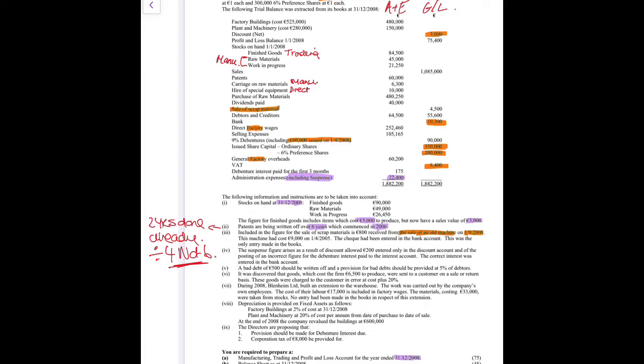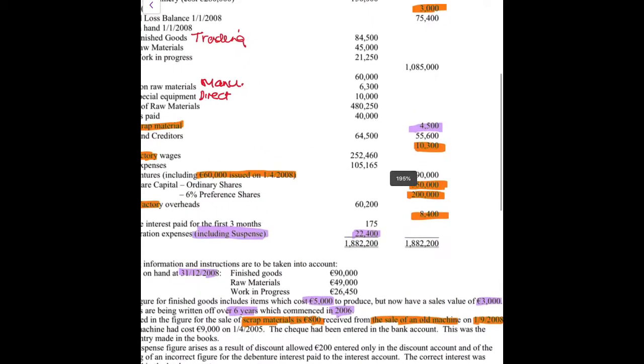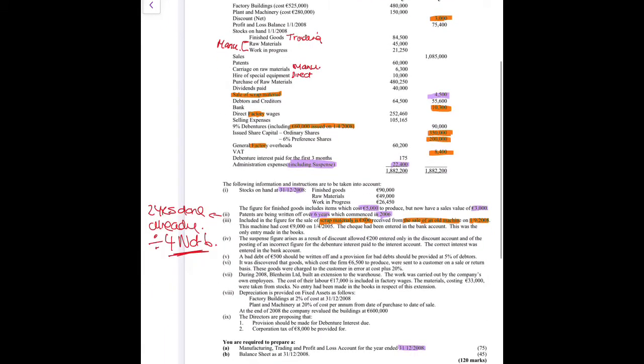Note that included in this figure for sale of scrap materials, okay, it shouldn't have gone in there. So the first thing you need to do straight away is get rid of that 800 euro out of your sale of scrap materials. So you're going to adjust the figure that's up here, the 4,500 from the trial balance. That's not correct because some money is included in that for the sale of an old machine, which has nothing got to do with scrap materials, okay.